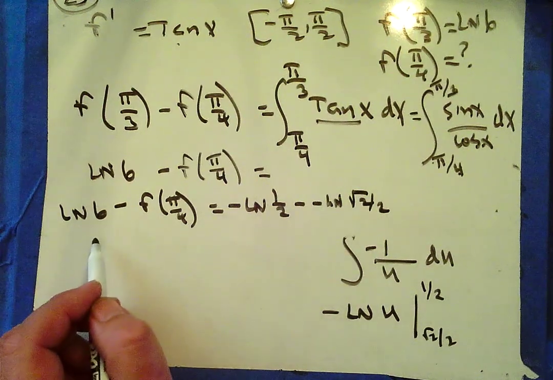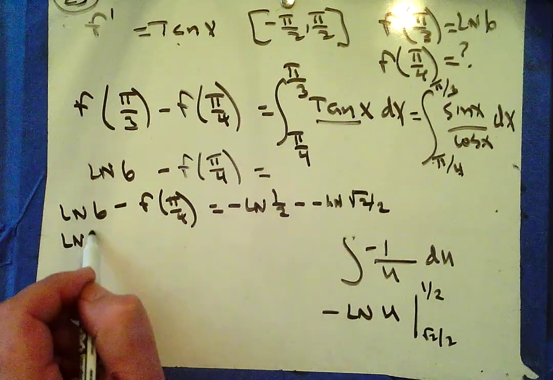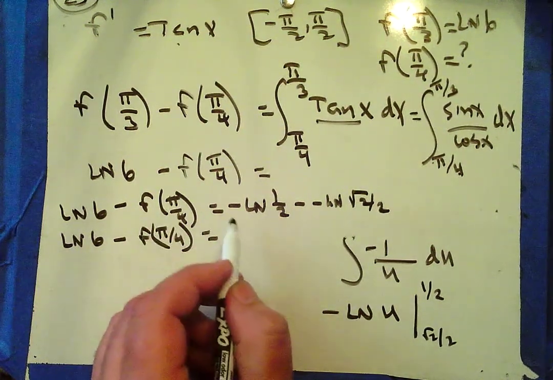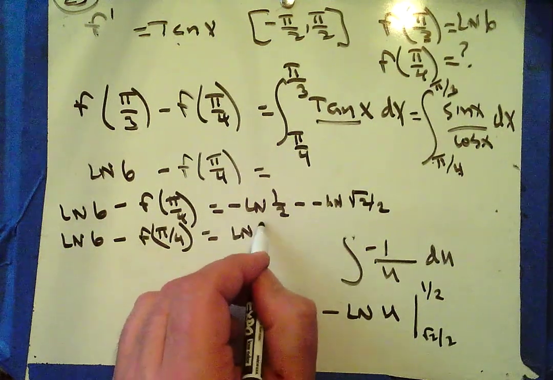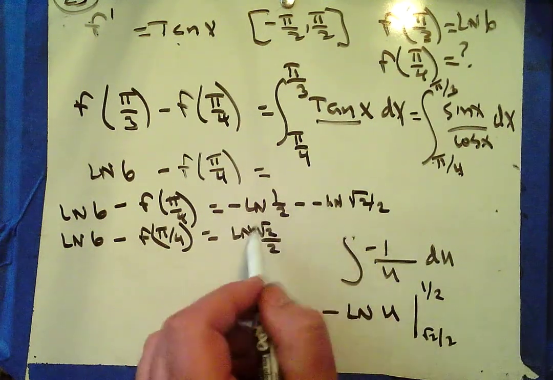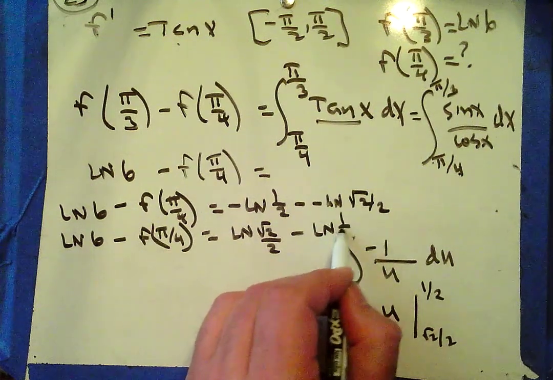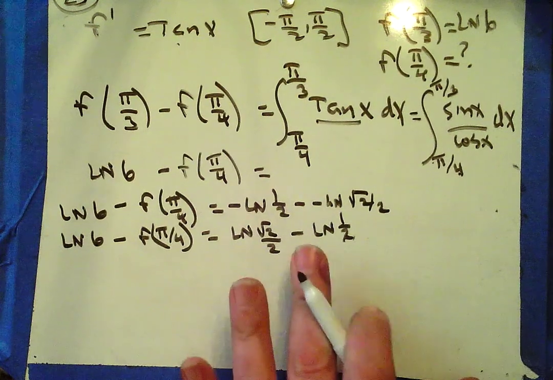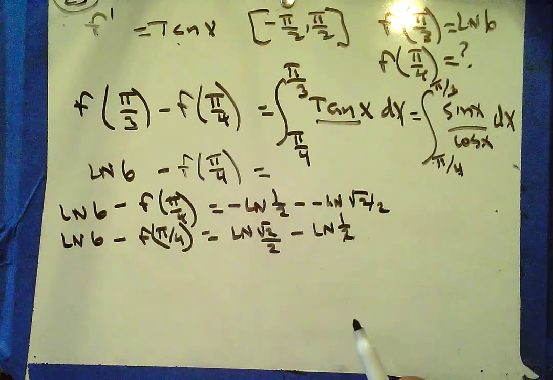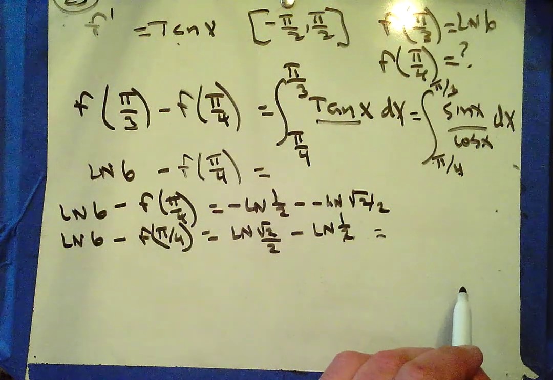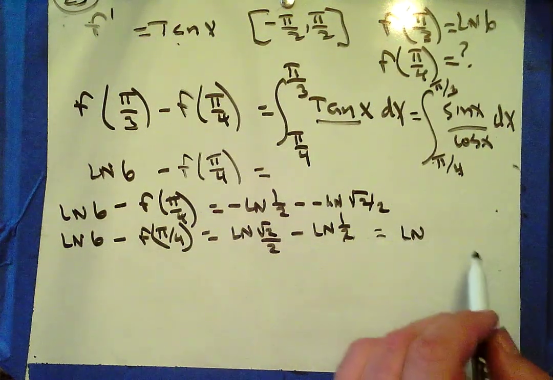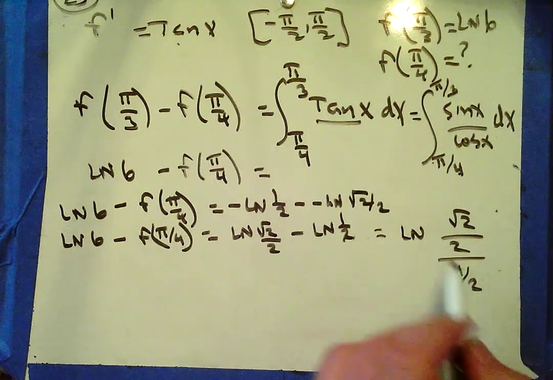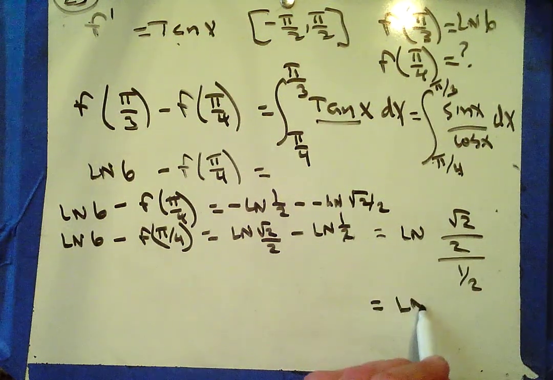Okay, so then be careful. F of pi over 4 equals ln of root 2 over 2. This is a positive, minus ln of 1 half. Hey, and remember, we can combine two logs joined with subtraction into one log joined with division. Ln of root 2 over 2 over 1 half, which is ln of root 2.